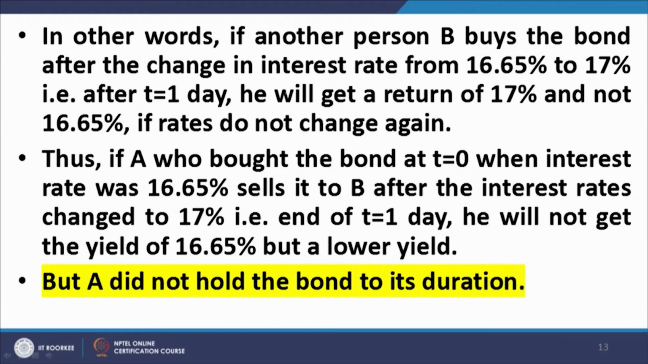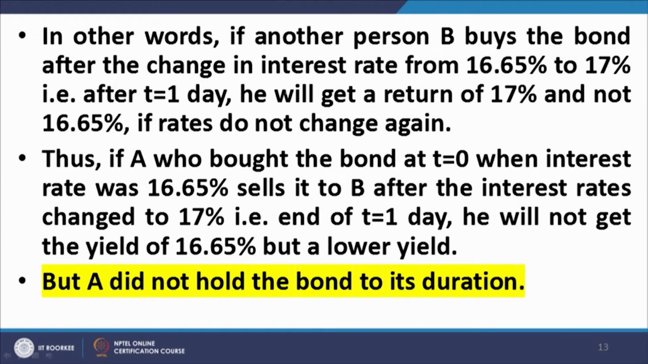It is important that the two rates, in order that they be comparable, be defined with respect to the same risk class as the bond. The market rates must be compatible with the risk class of the bond that we are talking about. In other words, if another person B buys the bond after the change in interest rates from 16.65% to 17%, that is, after t equal to 1 day, he will get a return of 17% and not 16.65%. That is why the price had gone down.